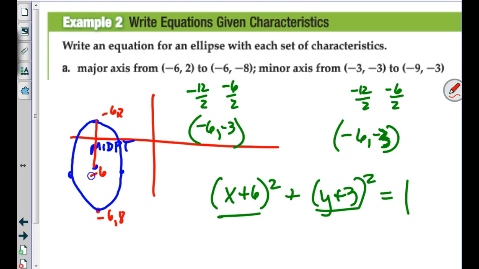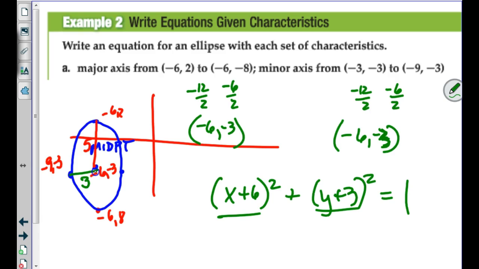If this is -6, -3, you could. Can we figure it out using our brain? How far is it from -3 up to 2? 5. Okay, so this distance is 5. Going across this way, this one was -9, -3, over to -6, -3, so that distance was 3.